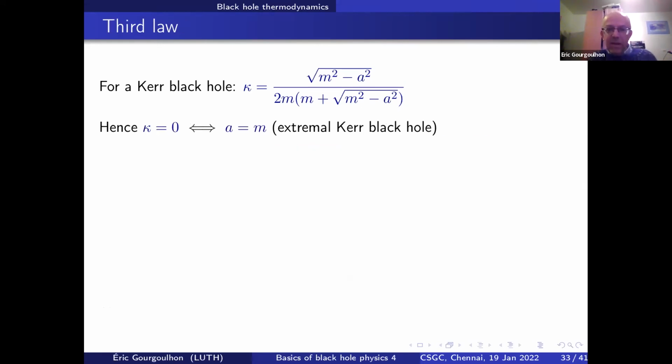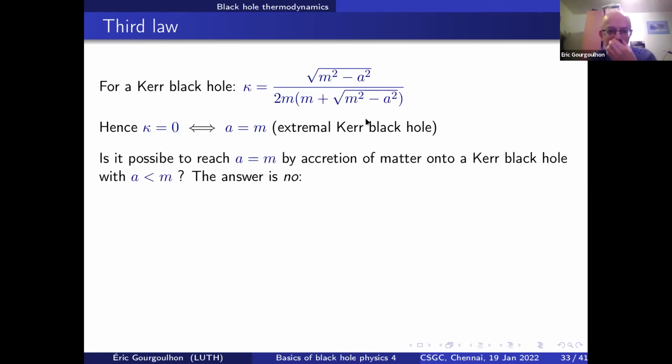Now we have a third law as well, which again gives some hints to identify kappa to the temperature for a Kerr black hole. So kappa was given by this, and we notice for an extremal Kerr black hole, that is when a is equal to M, kappa vanishes identically. So kappa is 0. And for these extremal Kerr black holes, we may ask the question, can we form them in the universe by accreting matter onto a sub-extremal Kerr black hole, I mean, a Kerr black hole with a strictly lower than M? And the answer is no.